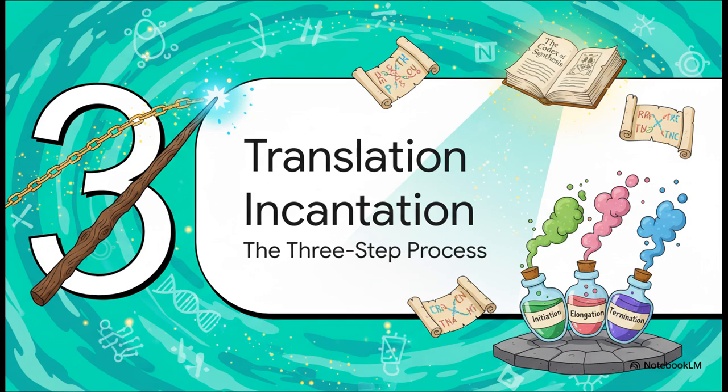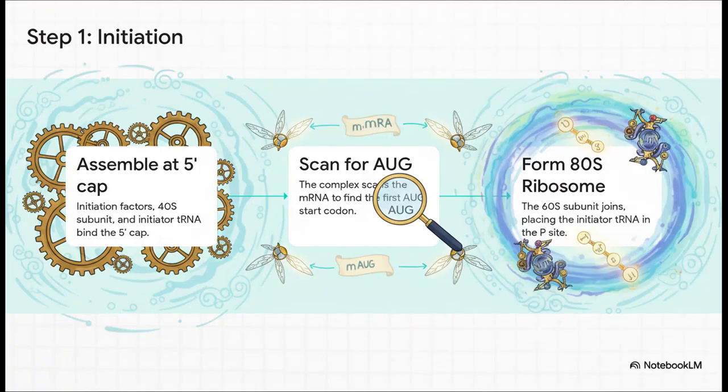Okay, so we've got the players and we know the rules of the language. Now we're ready for the main event, the translation process itself. And it all happens in 3 key steps: initiation, elongation, and termination. First up is initiation. This is basically the setup phase. All the machinery, the small part of the ribosome, and that special initiator tRNA come together at the 5' end of the mRNA.